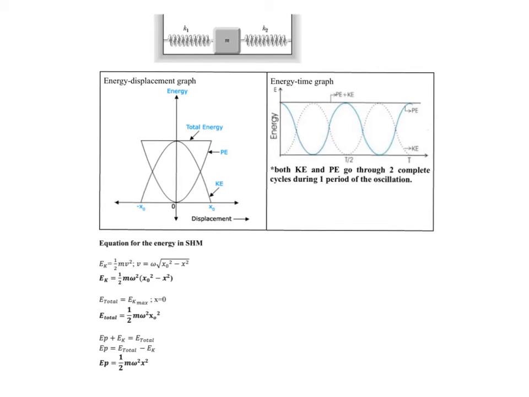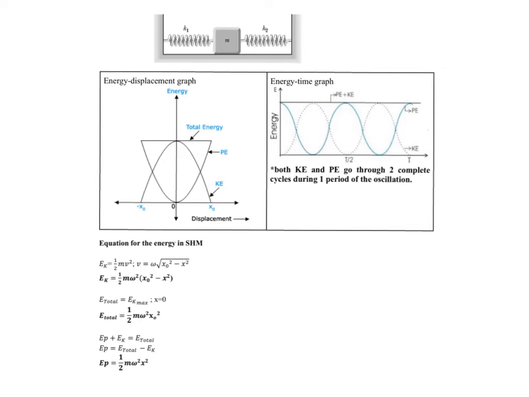For the energy versus time graph, it is different from the displacement-time, velocity-time and acceleration-time graphs. For those graphs, one cycle like this is called one oscillation. But for energy, these two cycles are one oscillation. So you must be very careful, because when you interpret the period, you must take 2 cycles here.